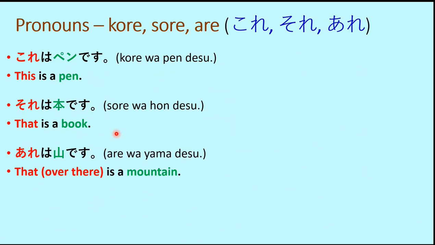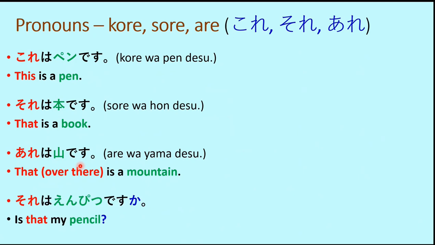The third example is Are wa yama desu. That is a mountain, or the meaning is that over there, the mountain, that is a mountain over there. Are wa yama desu. Again, this is the kanji for mountain, yama. So since the mountain is at a larger distance and it is neither close to the speaker nor to the listener, it will become Are wa yama desu.